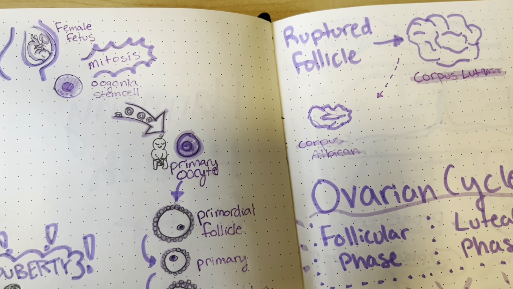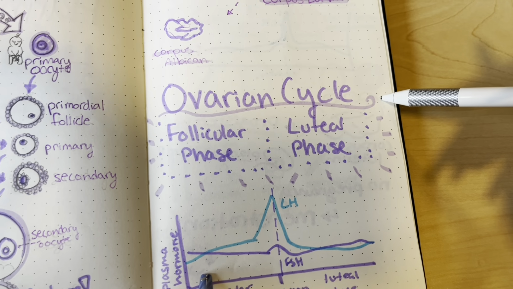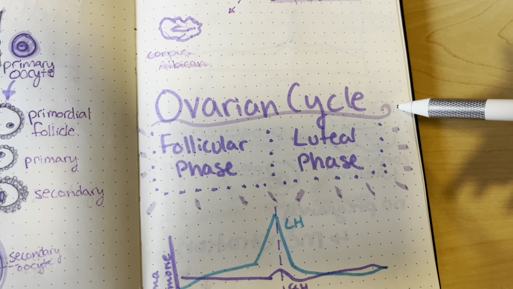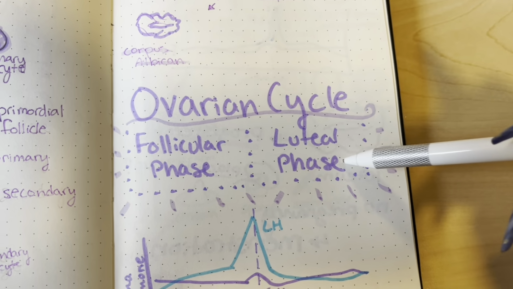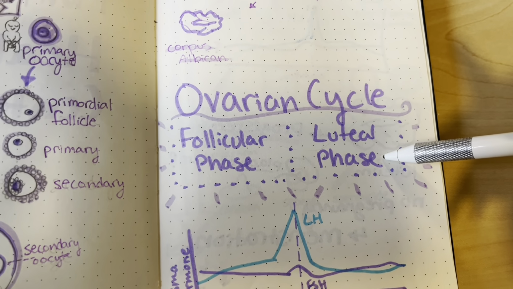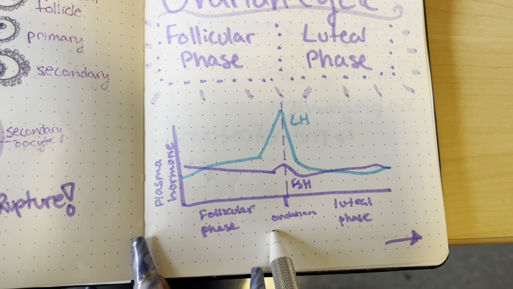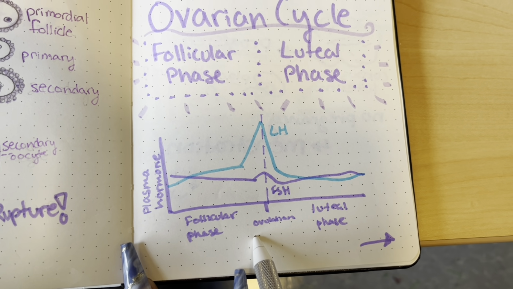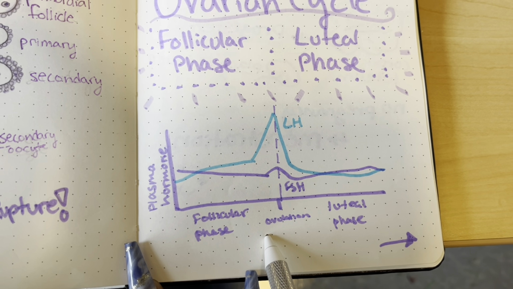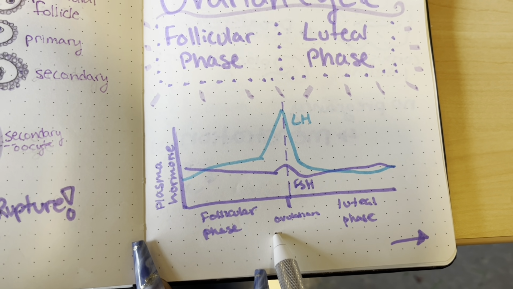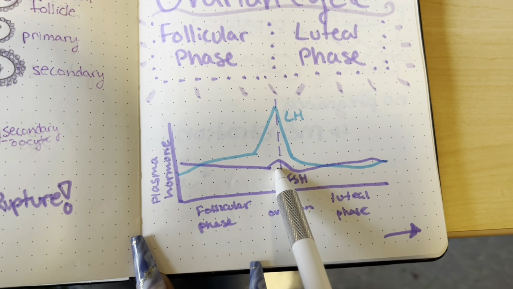Now, the ovarian cycle is the monthly series of events associated with the maturation of an egg. The cycle occurs over 28 days and is made up of two phases, the follicular phase and the luteal phase. The follicular phase occurs for the first 14 days. Low levels of progesterone and estrogen cause the hypothalamus to send gonadotropin-releasing hormone, aka GnRH, to the pituitary gland, which signals the pituitary gland to release follicle-stimulating hormone, aka FSH, and luteinizing hormone, aka LH.